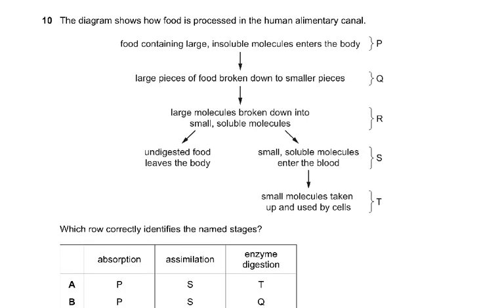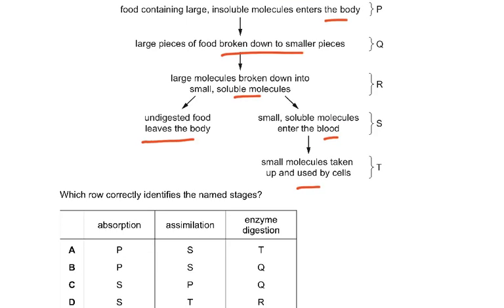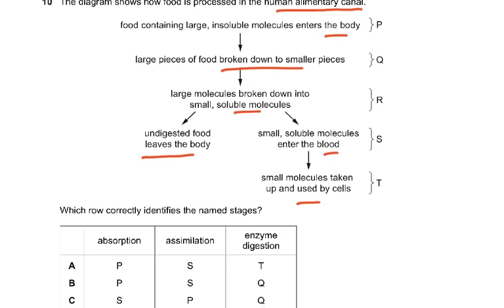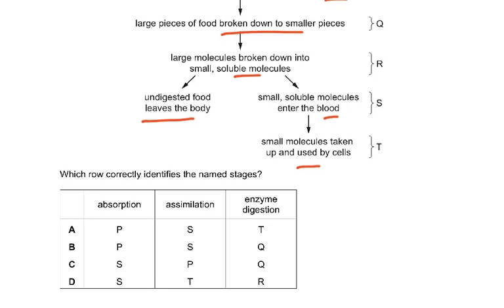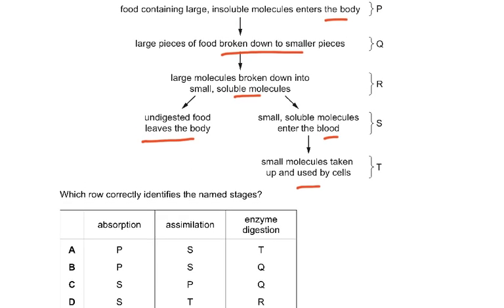Then question number 10. The diagram shows how food is processed in the human alimentary canal. Food containing large insoluble molecules enters the body. Large pieces of food are broken down to smaller pieces, large molecules broken down to small soluble molecules. Undigested food leaves the body, small soluble molecules enter the blood, and are used by the cell. Now, which row correctly identifies the names and the stages? So that wasn't a very difficult question. You see, you've got to understand what absorption is.